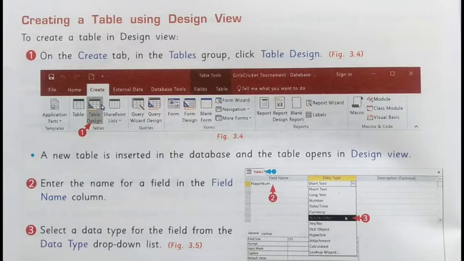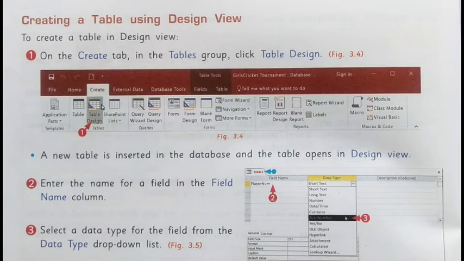Creating a table using design view. To create a table in design view, on the Create tab in the Tables group, click Table Design. You can see in Figure 3.4, a new table is inserted in the database and the table opens in design view. Then enter the name for a field in the Field Name column.